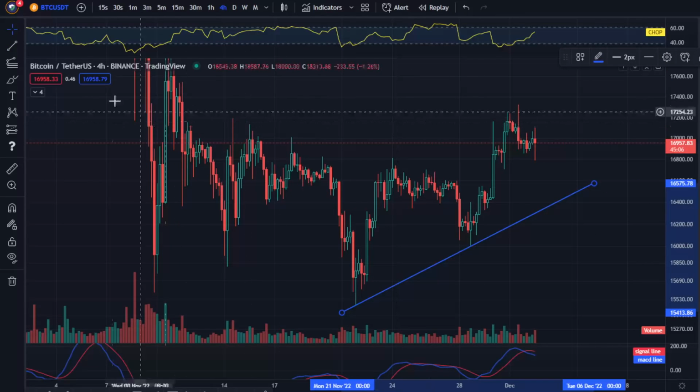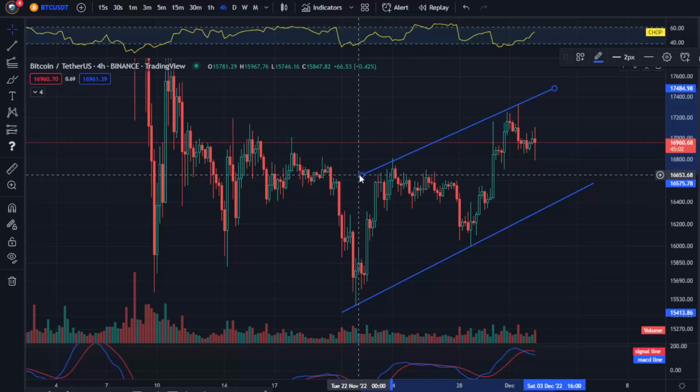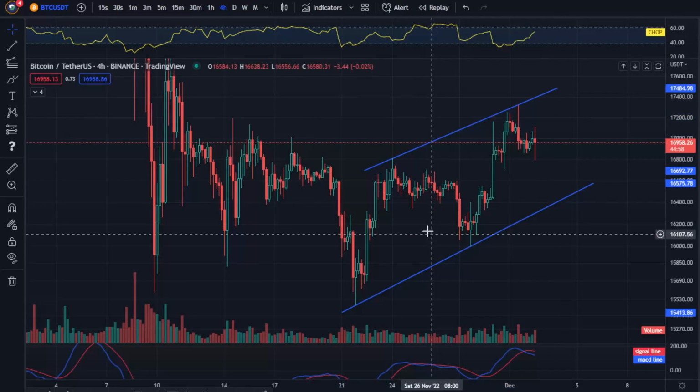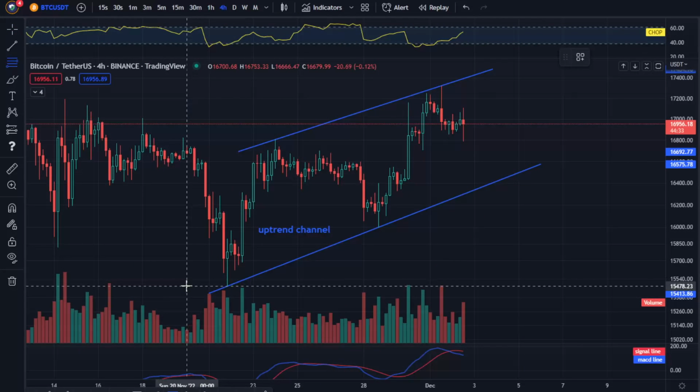Let's start by checking what is happening on the BTC pair to USDT, taking into account the 4-hour interval. Let's go to the chart and start by marking with blue lines the uptrend channel in which the price has been moving since November 21st.